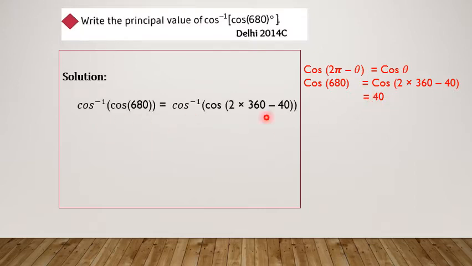Here we substitute these values. That is, cos inverse cos 680: instead of 680 we write this, then cos of 2 pi minus theta is cos theta, so instead of this value we write cos 40. But what is cos inverse cos? Cos inverse cos theta is theta. That is, cos inverse cos 40 is 40. So the principal value of cos inverse cos 680 is 40.